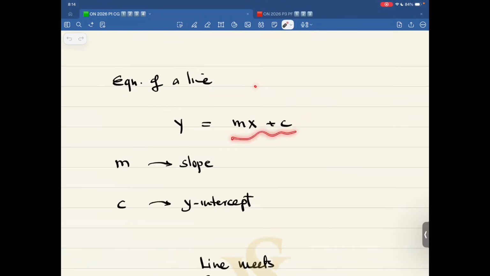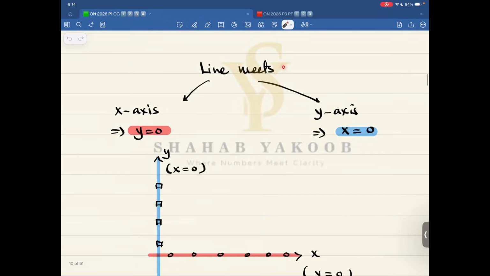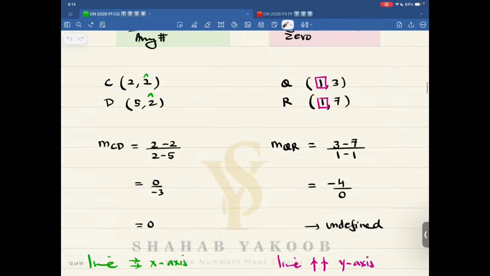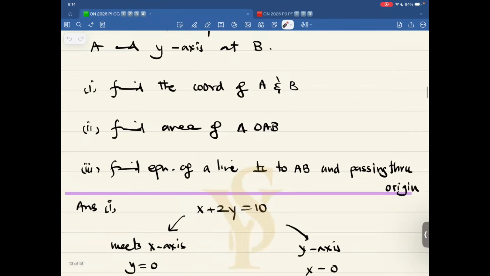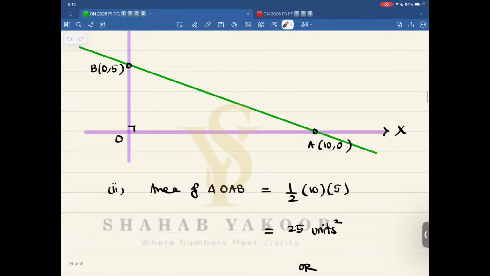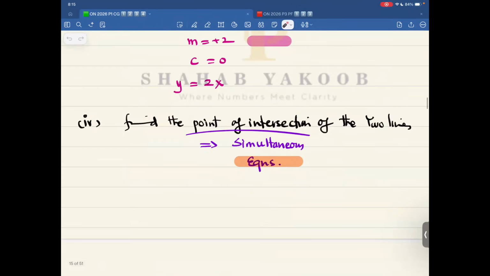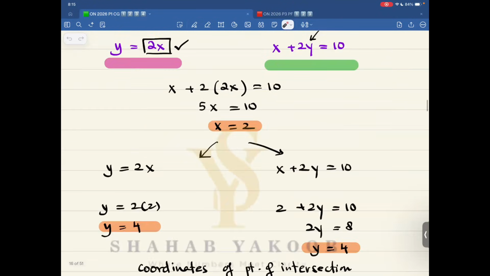Equation of a line, y is equals to mx plus c. Line meets x-axis, y coordinate is 0. Line meets y-axis, x coordinate is 0. Some sketches, and then some basic kind of questions. And then drawing a perpendicular, touching the line, finding the coordinates of the point of intersection, simultaneous equations.